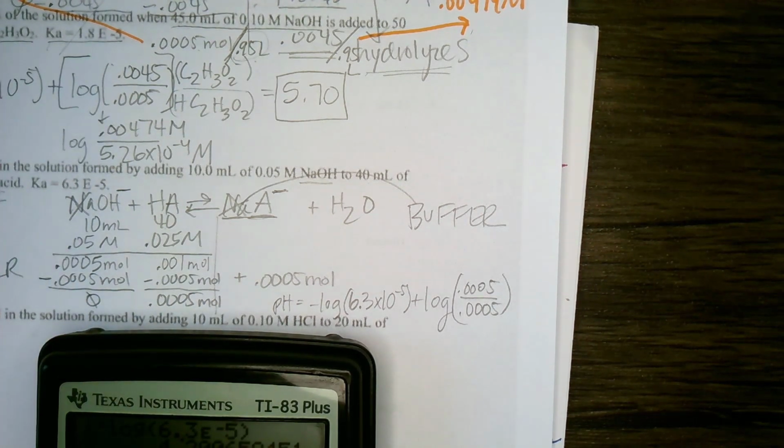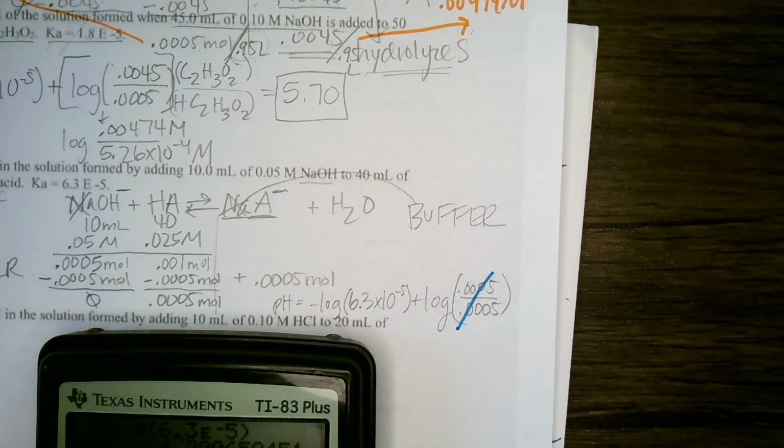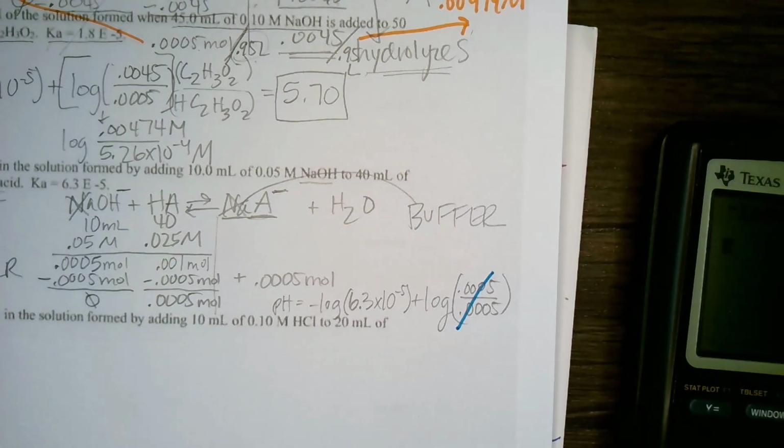And then if we notice, these are the same values. They're going to cancel right out. So I'm just left with a pH of 4.20.